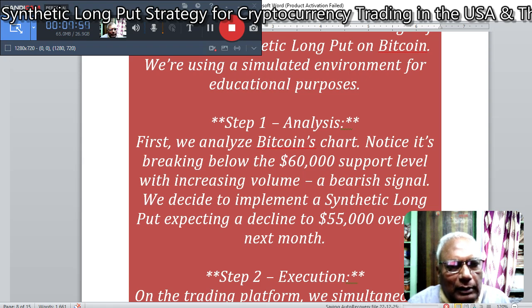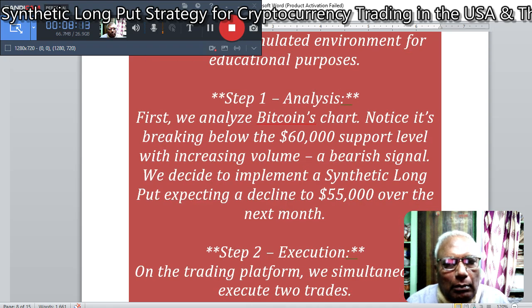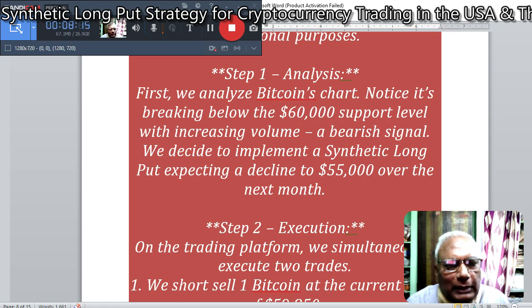Step 1. Analysis. First, we analyze Bitcoin's chart. Notice it is breaking below the $60,000 support level with increasing volume. A bearish signal. We decide to implement a synthetic long put, expecting a decline to $55,000 over the next month.